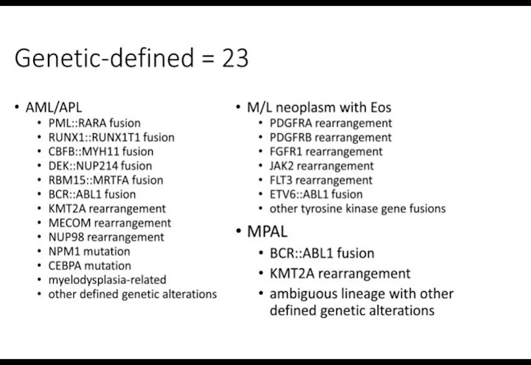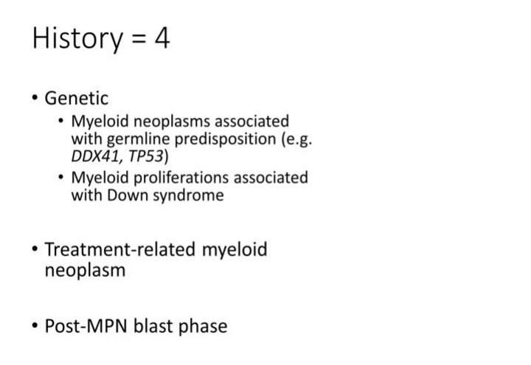And then there's 4 that are defined by history. Either a genetic predisposition, there's a couple that are associated with Down syndrome. Other genetic predispositions are lumped into one category, and you can go through those if you have nothing else. But that's one big category. One is post-treatment for carcinoma, and then the last one is blast phase of a previous MPN. So that's kind of like an AML equivalent. It's not really in their list if you just look at the WHO, but you have to dig around to find this one. Okay, those are going to be based off of history.